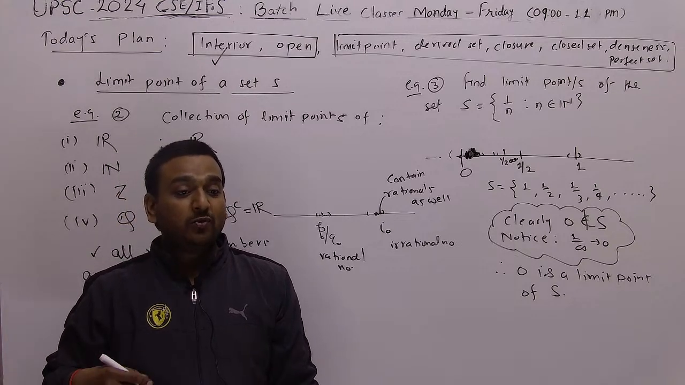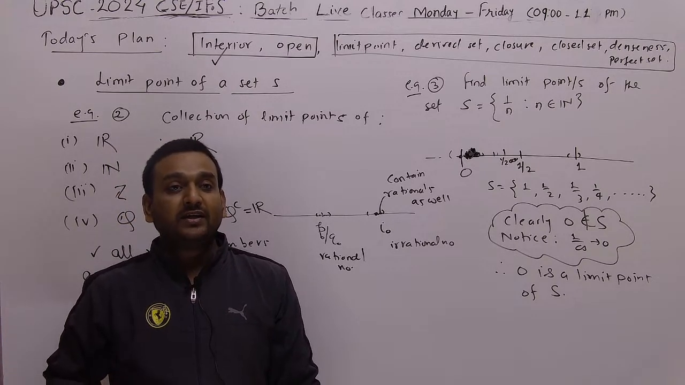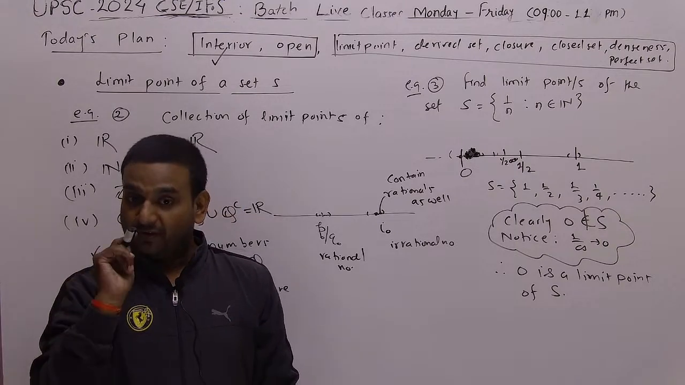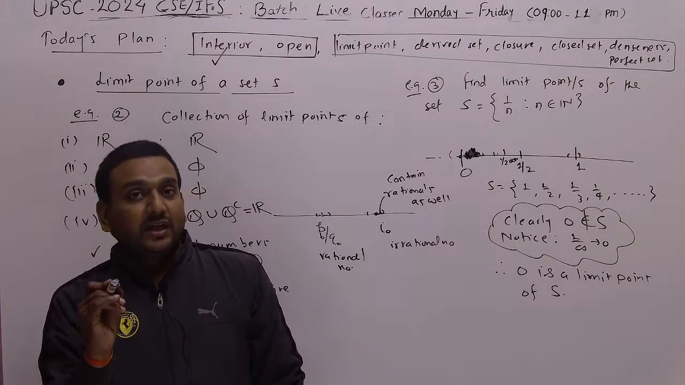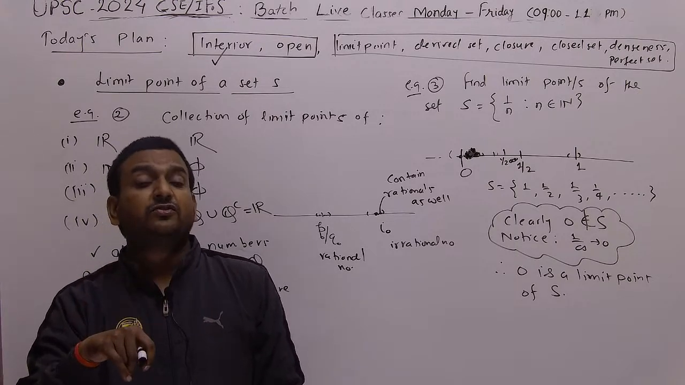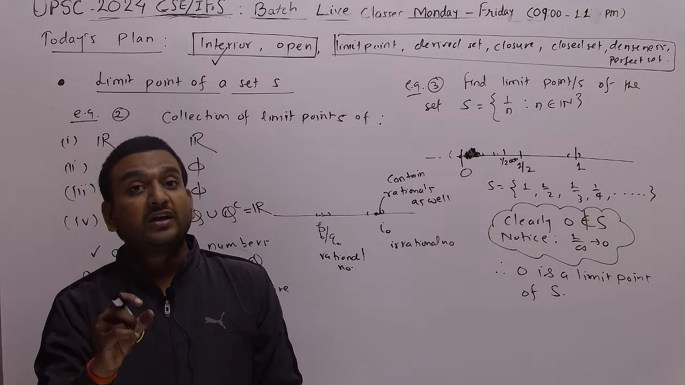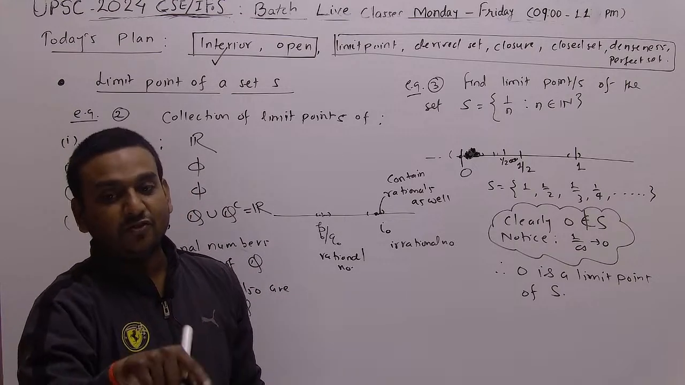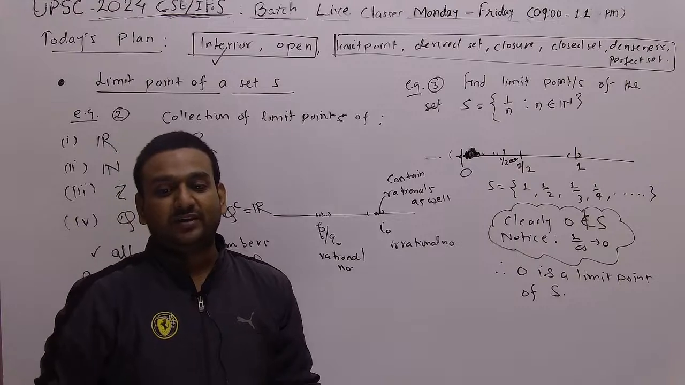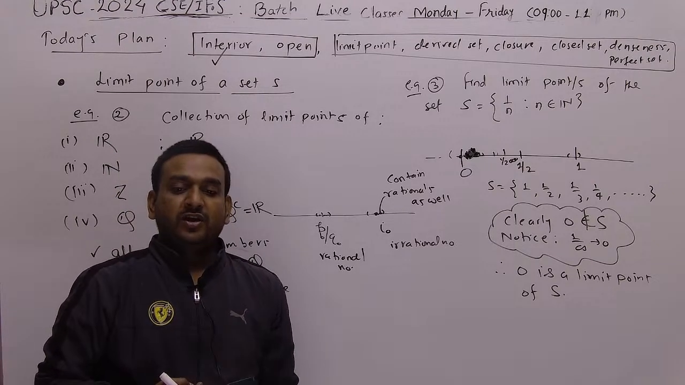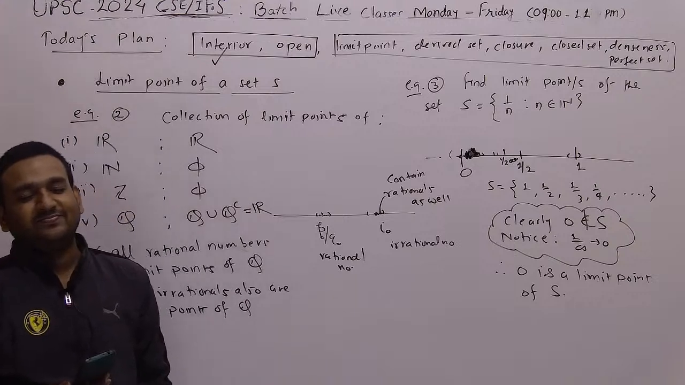If x naught wants to be the limit point, then x naught need not be inside that set. That is the first point. But if I consider an open ball centered at x naught and that ball contains at least one member of that set, then x naught will become the limit point of that set. Question, is that clear now?